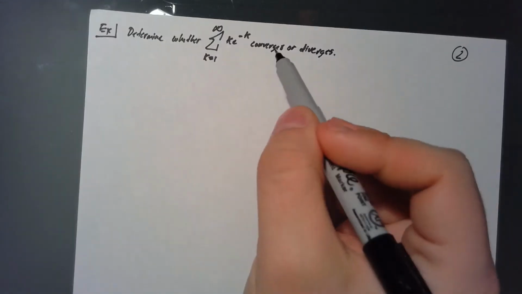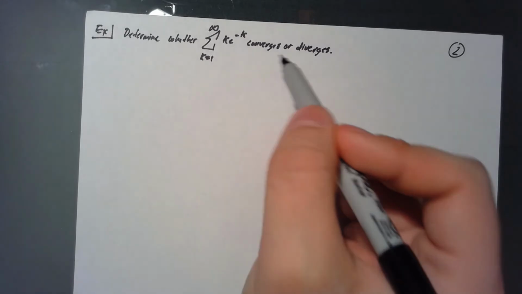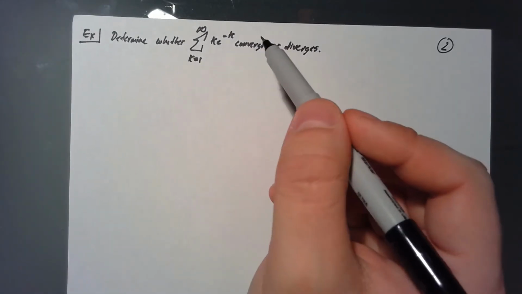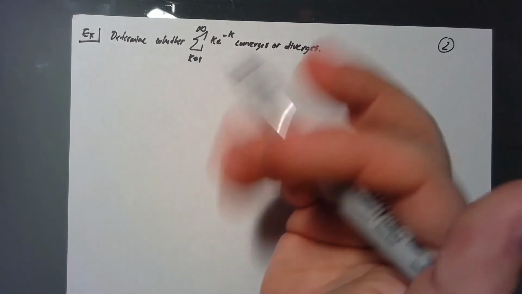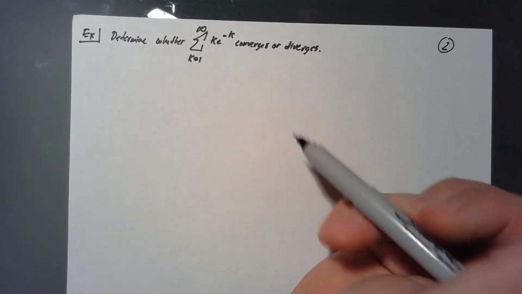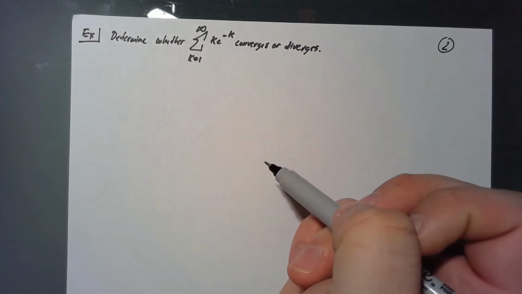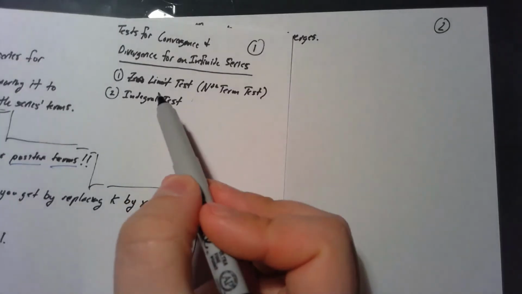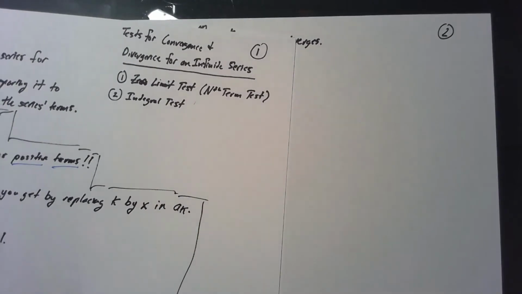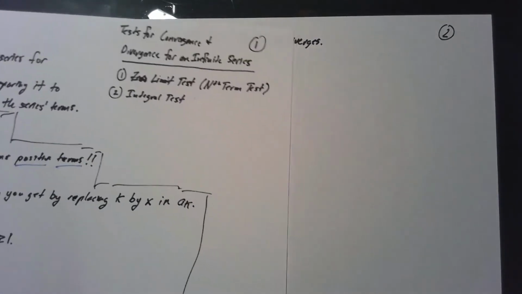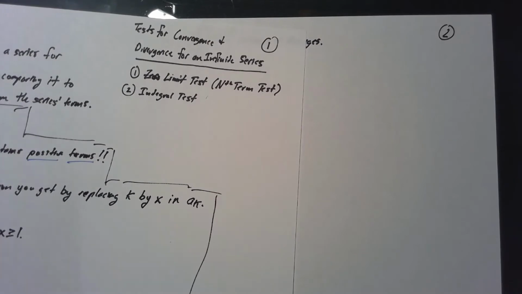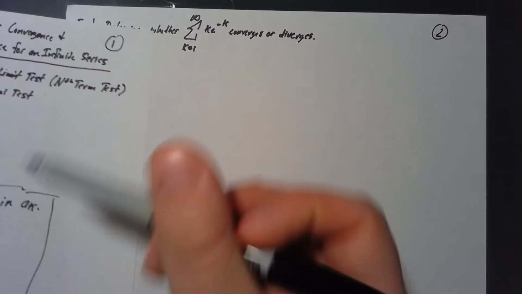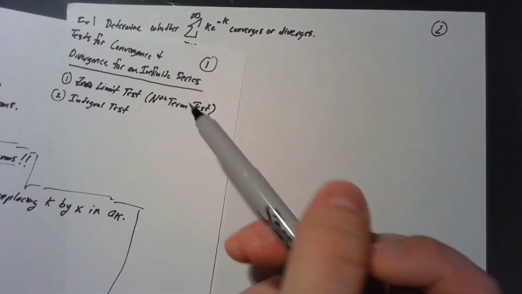Notice how I don't say use a specific test. It's up to you to decide which test to use, just like it's up to you to decide which method of integration to use when we did methods of integration back in Chapter 8. You had to figure that out for yourself. Same thing here. Now, granted, we only talked about 2 tests, but you still have to check which tests are best used.